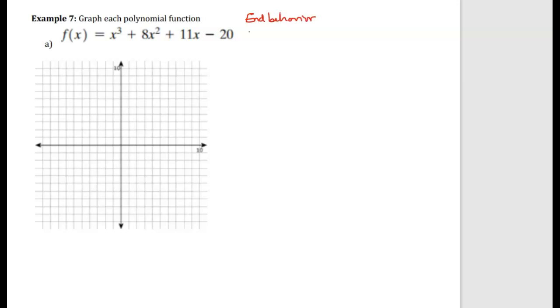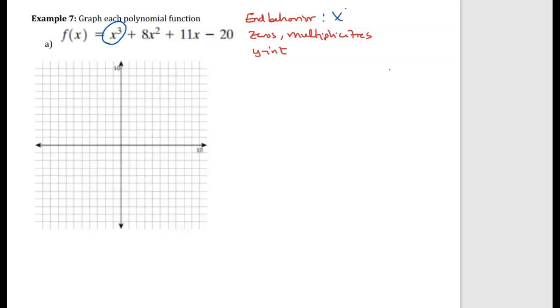We're going to find the zeros so we can figure out the intercepts and their multiplicities, and we're going to find the y-intercept. So with what we know now, we do all that stuff. Let's see, the end behavior is you're looking at the leading term and the leading coefficient.